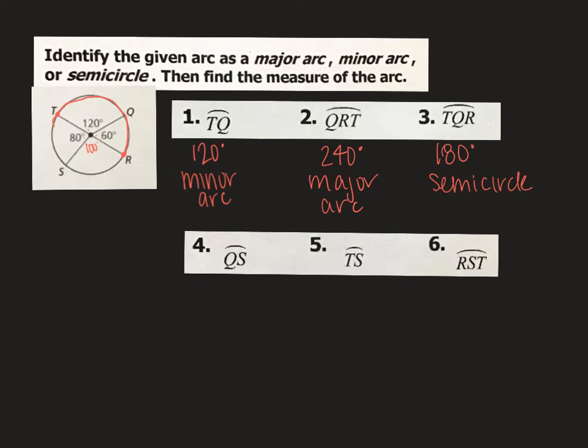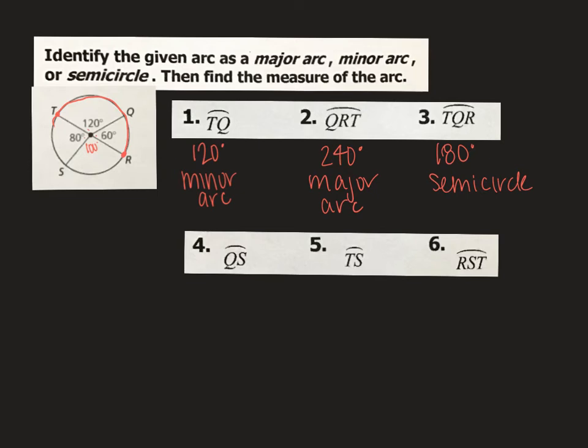So I would encourage you to pause this and do these last 3 on your own. See if you can correctly identify the angle measures and the arc measures, and then what kind of arc it is, minor, major, or semicircle.